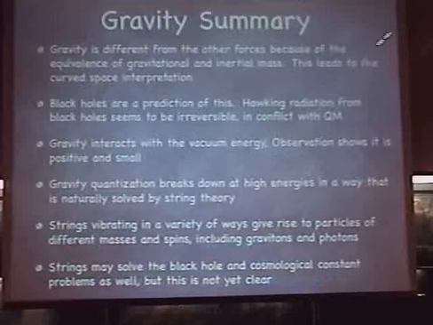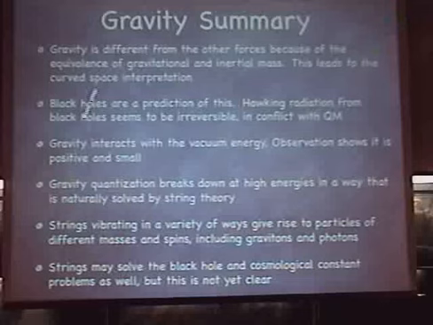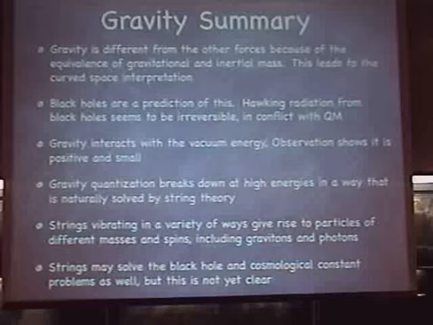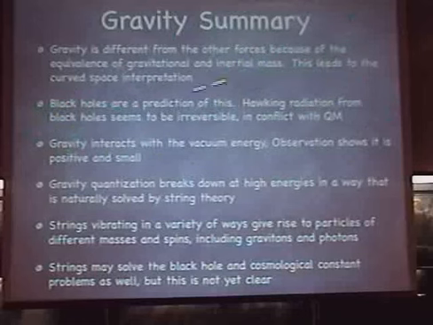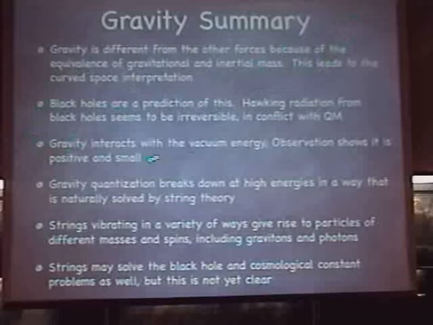So, I want to summarize. I'm running a little bit over today. Gravity is different from the other forces, and the main reason that it's different is because the quantity that describes how much a force interacts with gravity is the same as the quantity that describes how much force is needed to accelerate it by a certain amount. Gravitational mass is the same as inertial mass. And this leads to the interpretation of gravity as curving space. Black holes are a prediction of this, and the Hawking radiation that comes from black holes seems to be an irreversible process, which is in conflict with quantum mechanics.